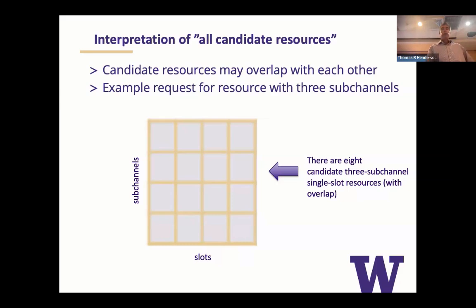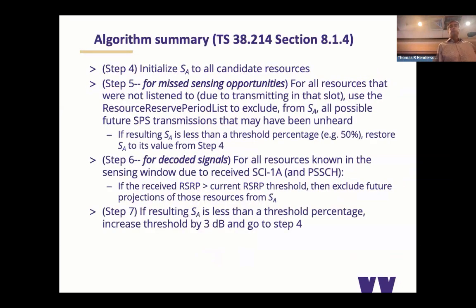Okay, so the job of the sensing is to define and pass a list to the scheduler of all the candidate resources that are in the selection window that are eligible. And in this example, assuming nobody else is transmitting and there's no interference, it would say there are 8 candidate resources. And so the way that the algorithm works is that you initialize the set to all candidate resources to start.